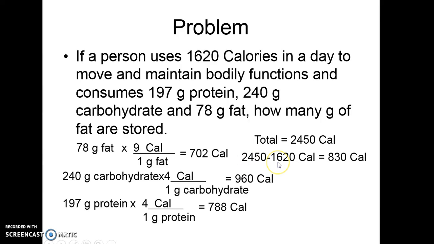Well, it's the difference between what they ate and how they moved. That gave you 830 calories. This now can be converted to the amount of fat that would be stored on your body. So 830 converted back to grams gives you 92 grams of fat.